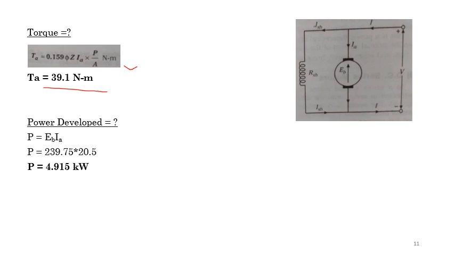Next is the power developed. Now in the motor, how can you find out what is power developed? In the motor, Eb is the back EMF and Ia is the current. That means the power in the motor is given by Eb into Ia. Both the quantities are already found out. That means directly substitute and get the power.